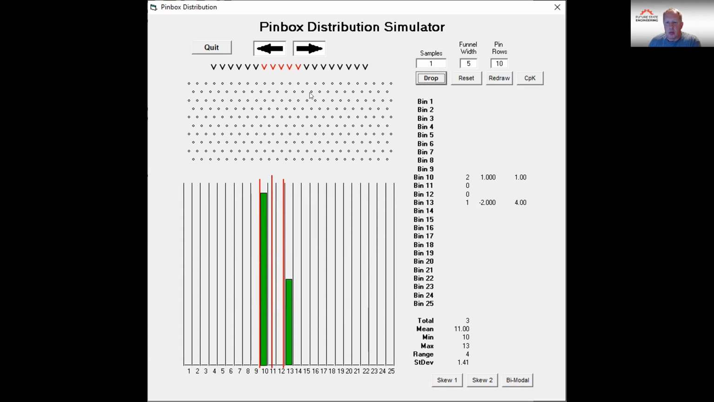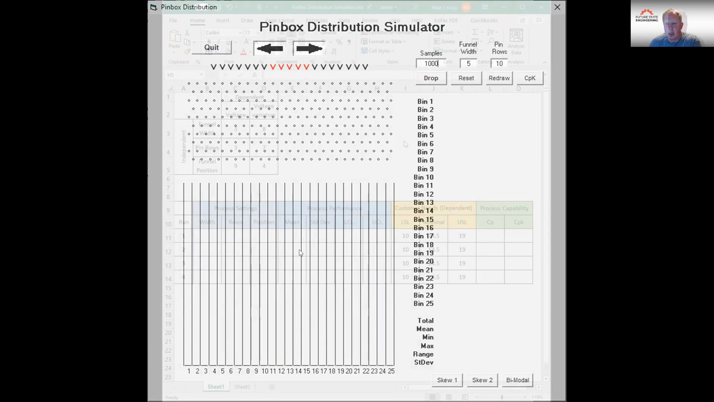What we want to understand is what are the variables in the process, what are our customer requirements, and how do the variables in a process affect our customer requirements. So I'm going to run samples of 1,000, and then take the data and look at what it shows me, and then understand what I need to do to improve the process performance and meet our customer specification.